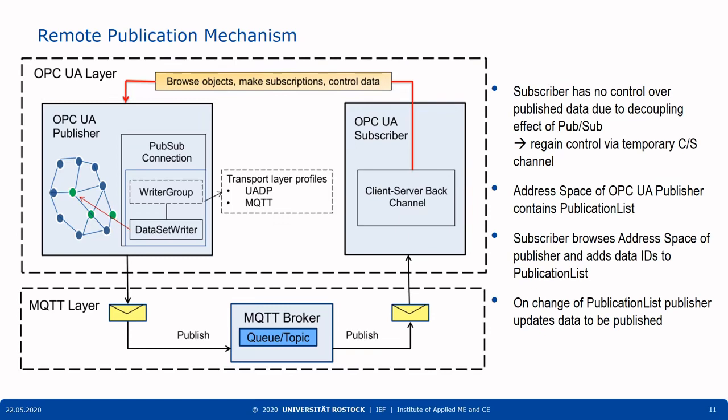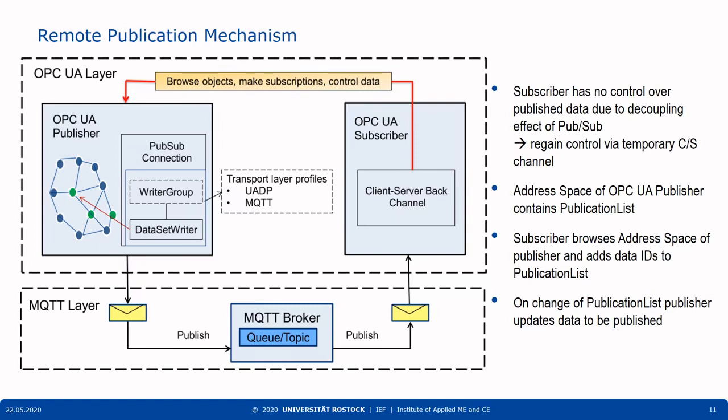So we regain the control via a temporary client-server channel to change a so-called publication list, which is a variable in the address space of the OPC UA publisher. And this publication list contains all data IDs, so node IDs in OPC UA, for the data that is published by the publishing layer. When the subscriber browses the address space, he can find out the node IDs of all data he's interested in.